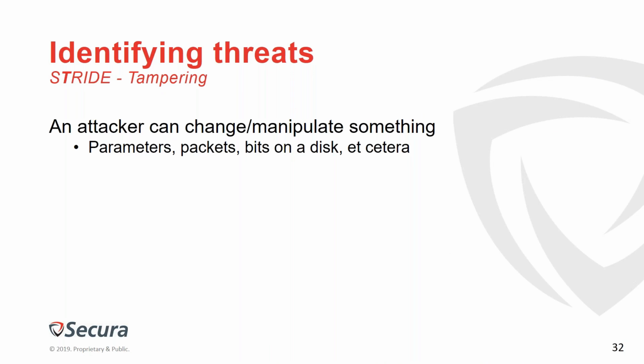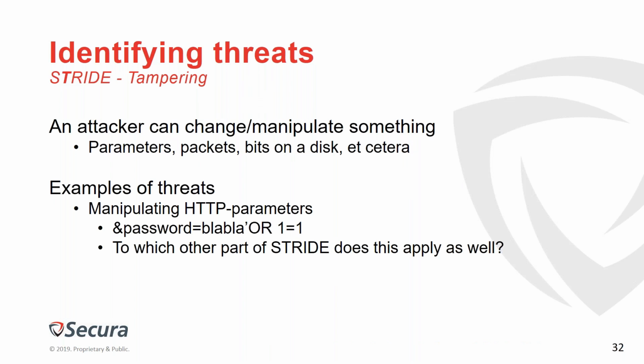Tampering: an attacker can try to change or manipulate something. For example, parameters in communication streams, packets, bits on the disk, everything that an attacker actually has access to, he can try to tamper with, right? Like for example, trying to manipulate parameters in HTTP. I have the example there of the classical SQL injection. And often this tampering, like in the Equifax example, the attacker was actually tampering with the communication to the application to exploit this vulnerability in Apache Struts, right?